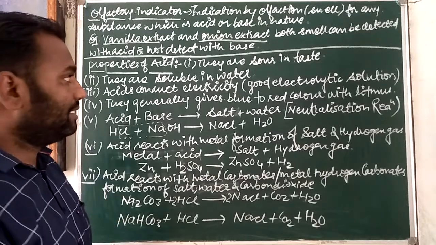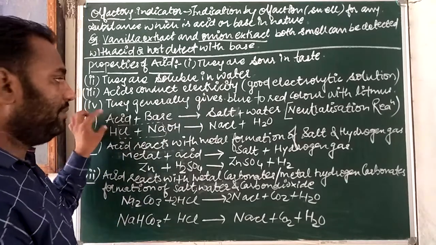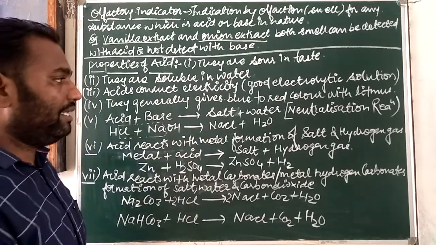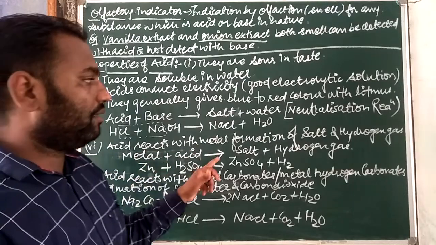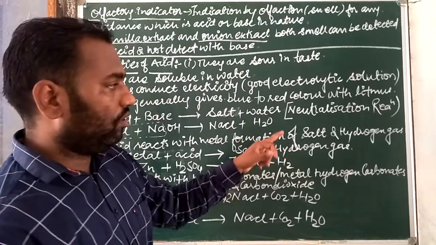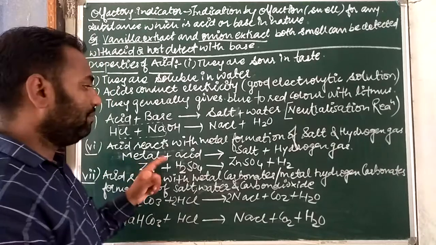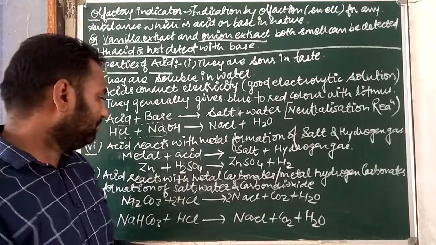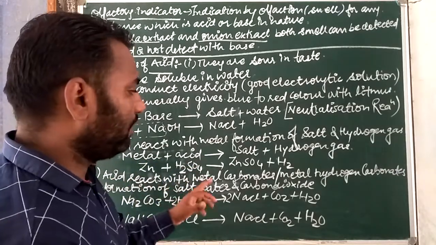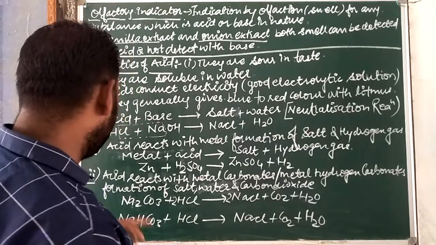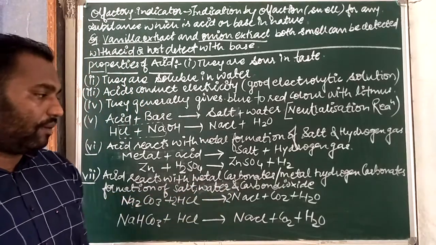Okay, once again, we can discuss here. Acid plus base, then HCl, NaOH, NaCl formation. Acid reacts with metal, formation of salt and hydrogen gas, that is metal plus acid gives salt plus hydrogen gas. Acid reacts with metal carbonates or metal hydrogen carbonates, so formation of salt, water and carbon dioxide.